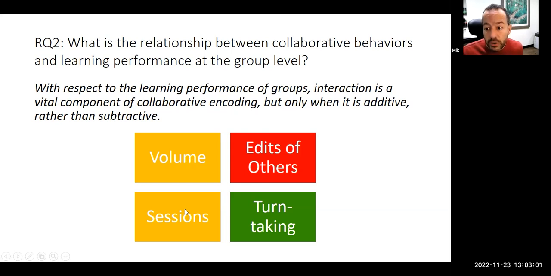It didn't matter how often they logged into the document to write something. That had no effect on their scores. But turn taking gives a positive value to their learning performance, and edits of others has a negative one. So what this actually may mean is that interaction can be good among the group members, but only when it's additive, only when you're adding text to the pool, not when you're removing something or changing something that somebody else wrote at the group level. Because this can actually cause some friction and some problems within a group.